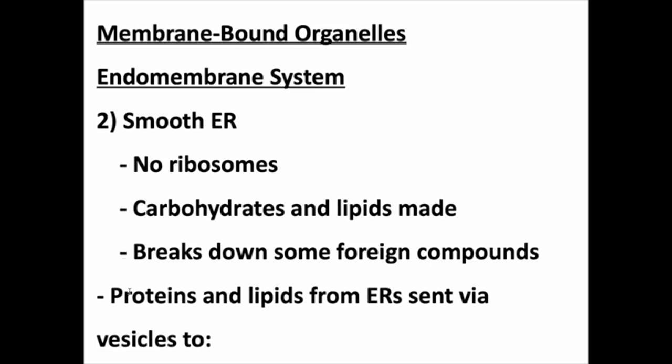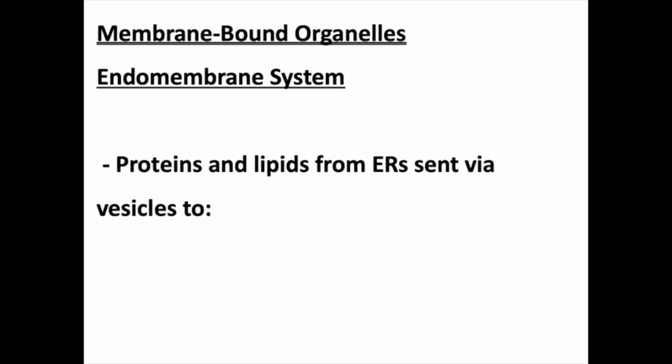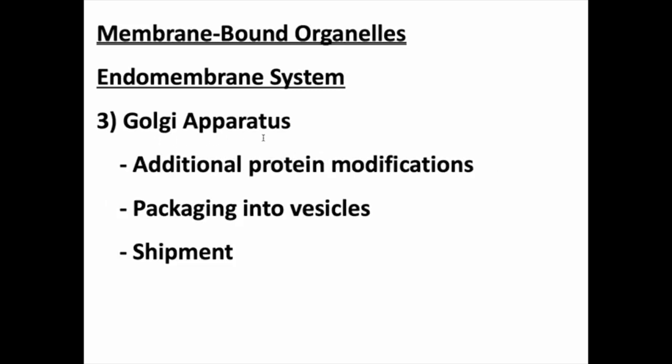Once these proteins have been made and these lipids have been made, they're sent from the ERs, rough and smooth, via vesicles. Oh, I told you we would see vesicles here. And yeah, we see this labeled transport vesicle. This is, again, a small version of a vacuole used to transport this stuff from one part of the cell to the other. So the products of the smooth and rough ERs are sent in vesicles to the third component, the Golgi apparatus or Golgi body.